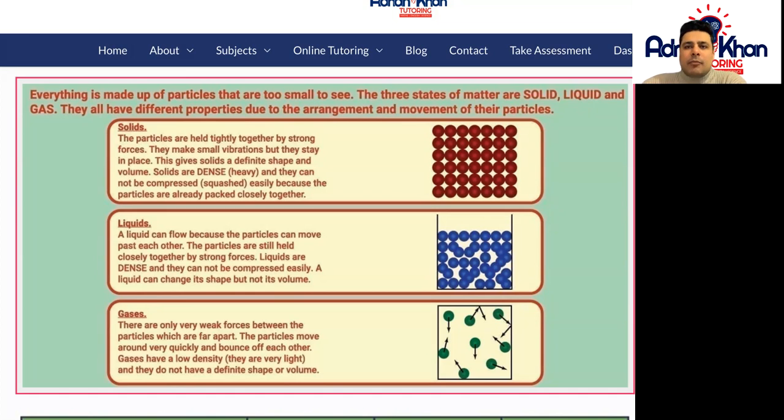So everything is made up of particles that are too small to see. The three states of matter are called solid, liquid and gas. They all have different properties due to the arrangements and movement of their particles.